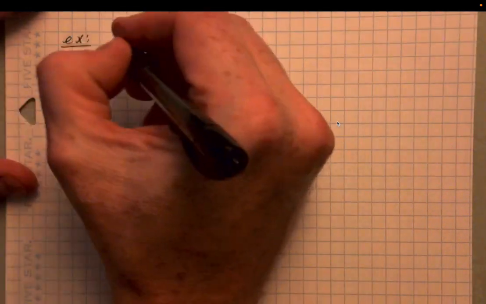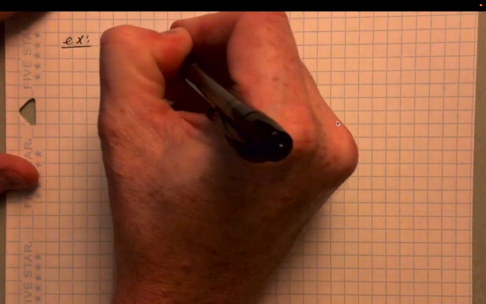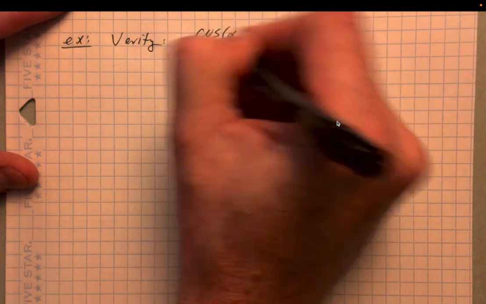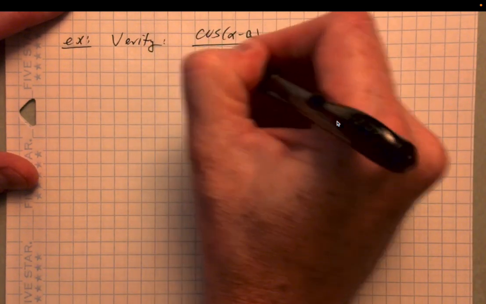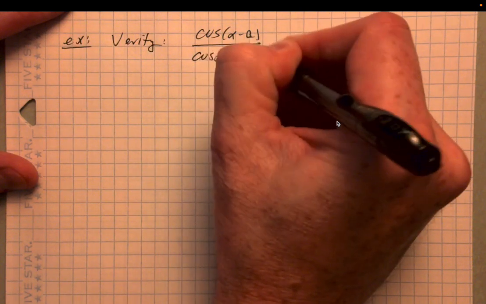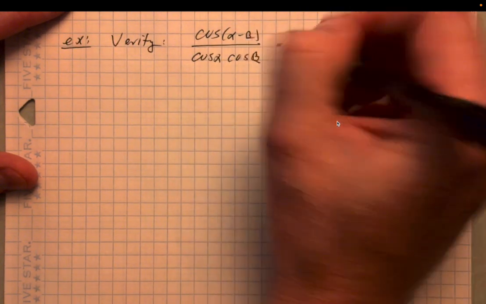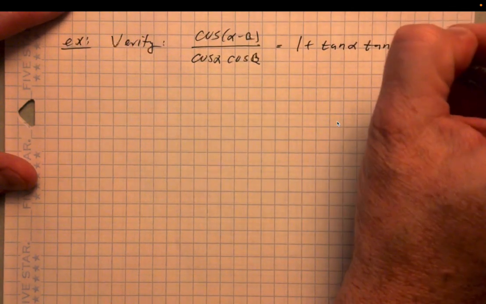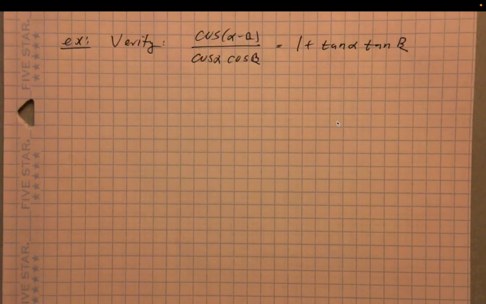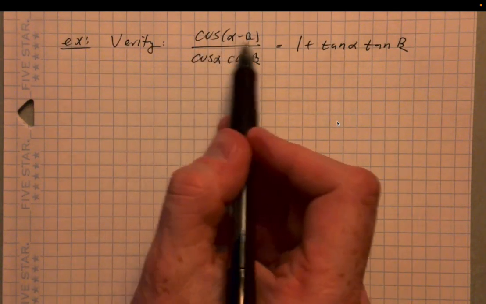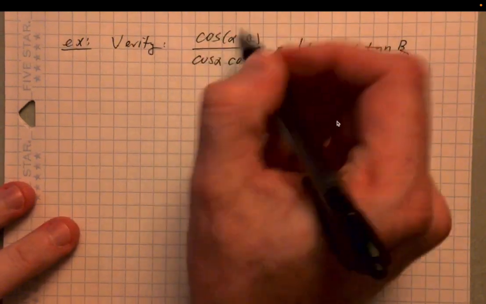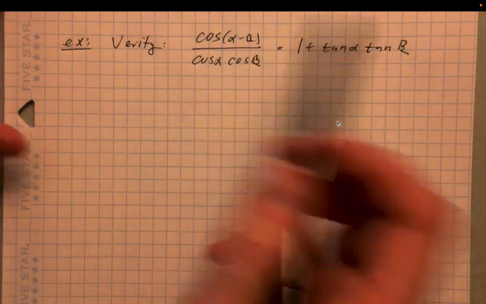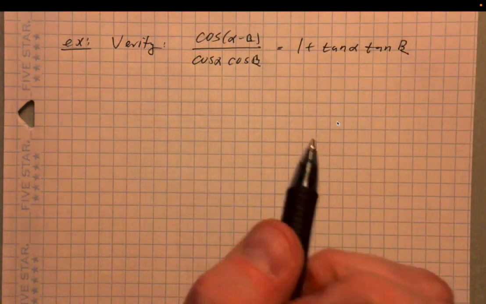Let's say we want to verify, and this is kind of a contrived example, that the cosine of alpha minus beta divided by the cosine of alpha and cosine of beta is equal to 1 plus the tangent of alpha times the tangent of beta. This is a little bit contrived because we have this piece that says cosine of alpha minus beta. But if you're given something like this, it's sort of a dead giveaway that you're going to want to use the sum and or difference formula.